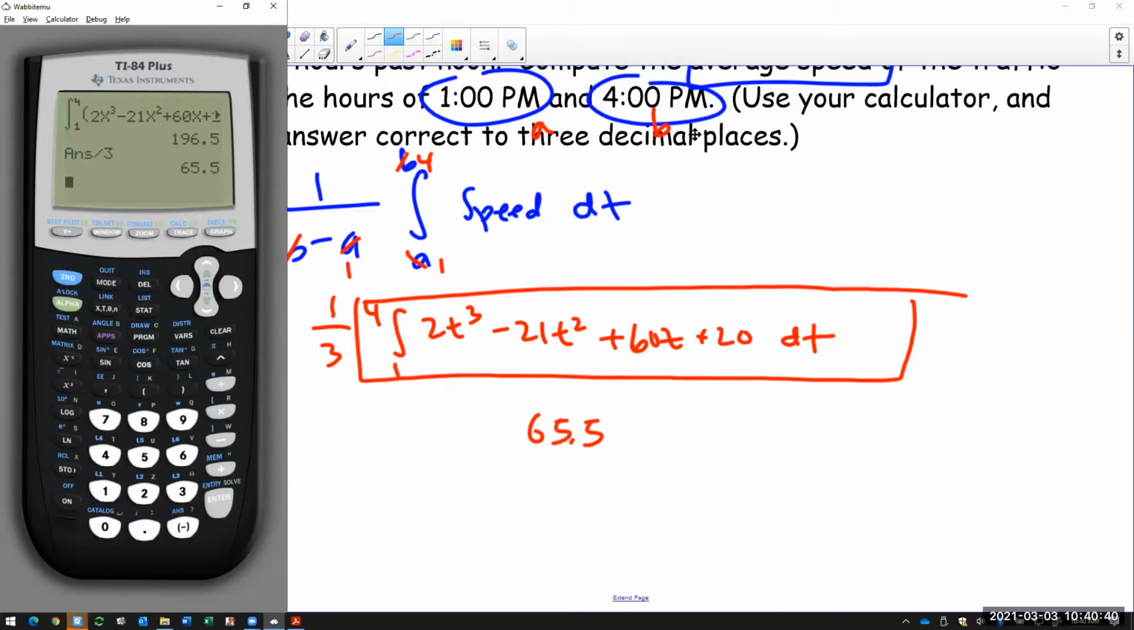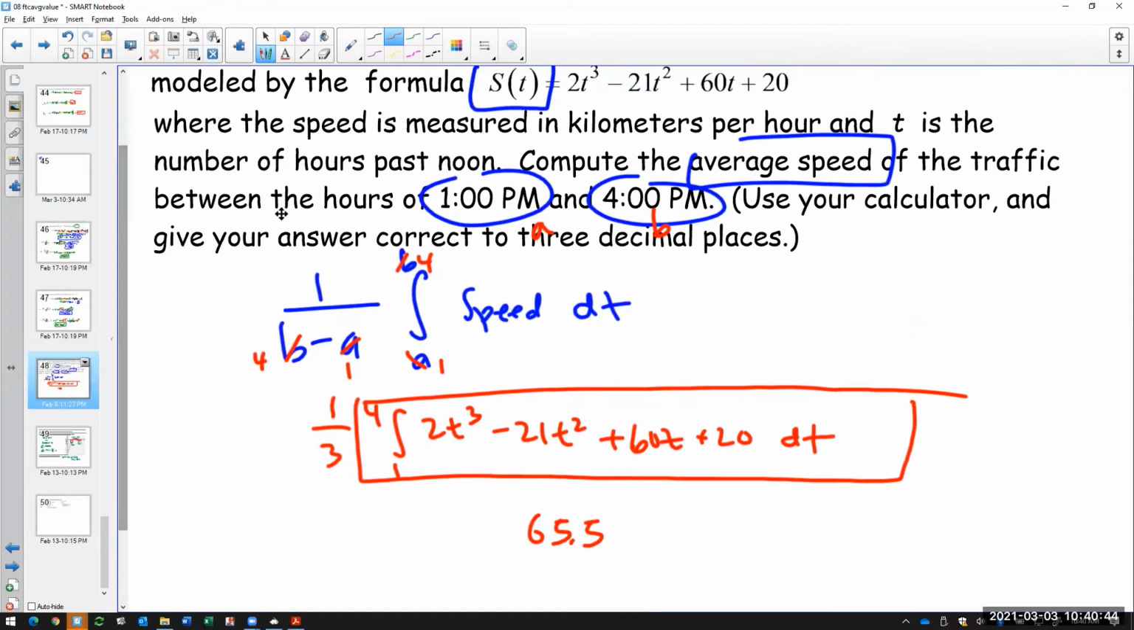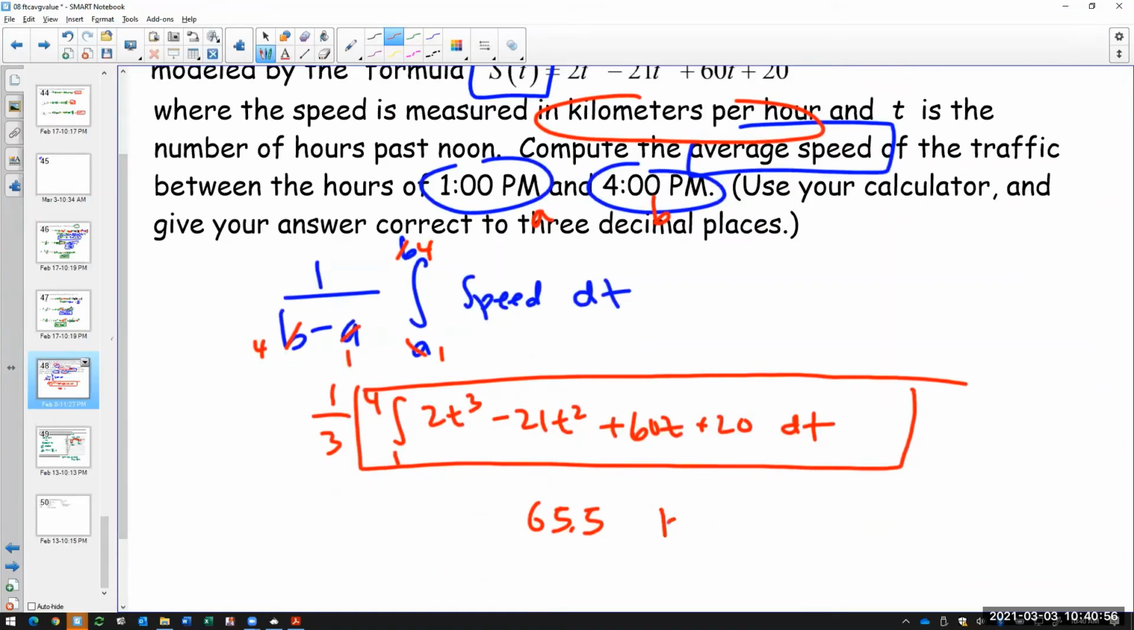Yes, okay. And guys, the great thing about average value is the units are always the same as whatever you took the average value of. So if this is speed, then it is speed. So what is the units for speed here? Kilometers per hour. So that's your unit, okay? And that should make sense, right?